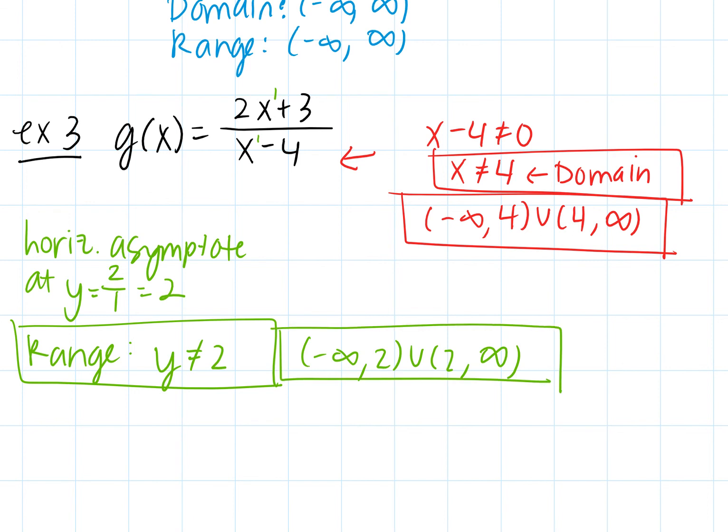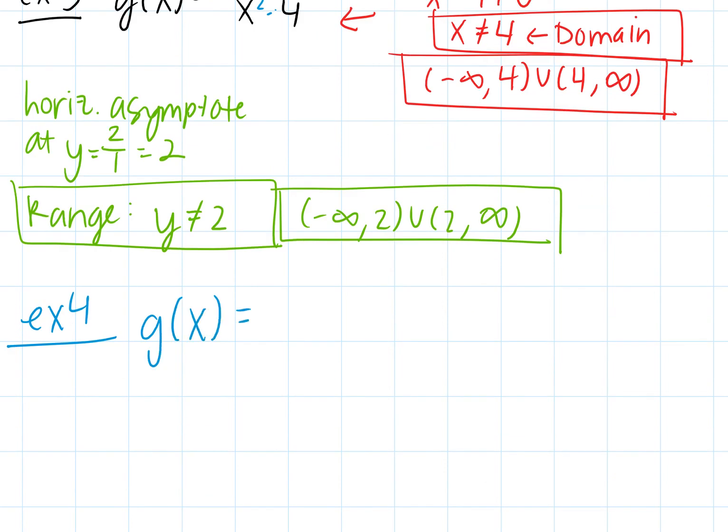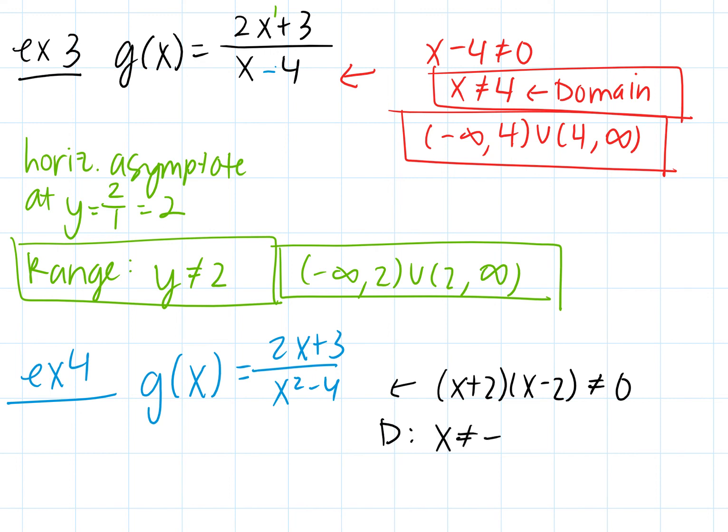As opposed to, let's say, if I change the denominator to be x² - 4, in example 4, change it back. Now, again, to find the domain, you know that the denominator can't be 0. So we'll factor since it's quadratic. And so the domain would be x can be anything other than positive or negative 2.